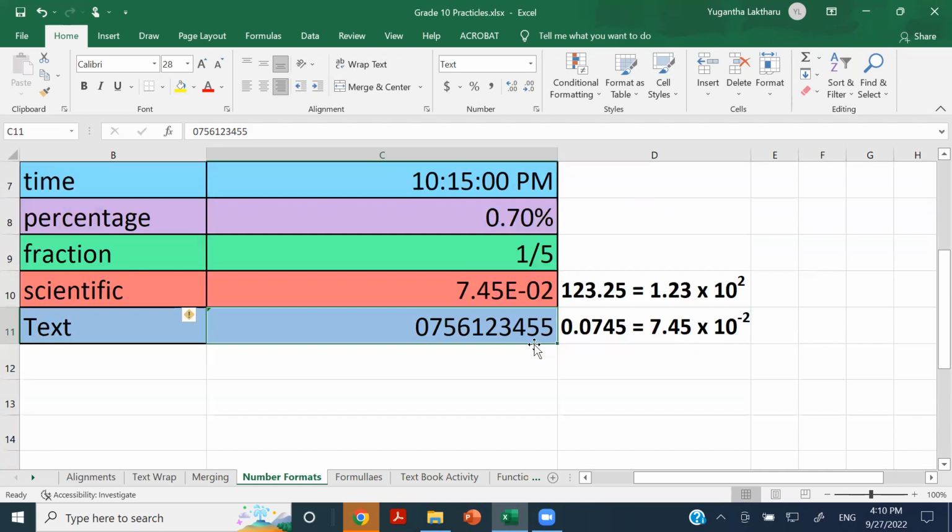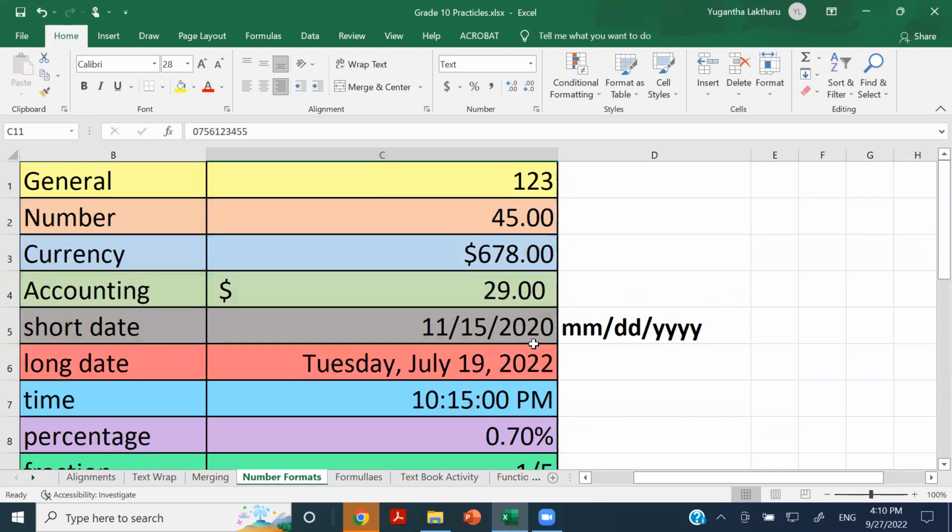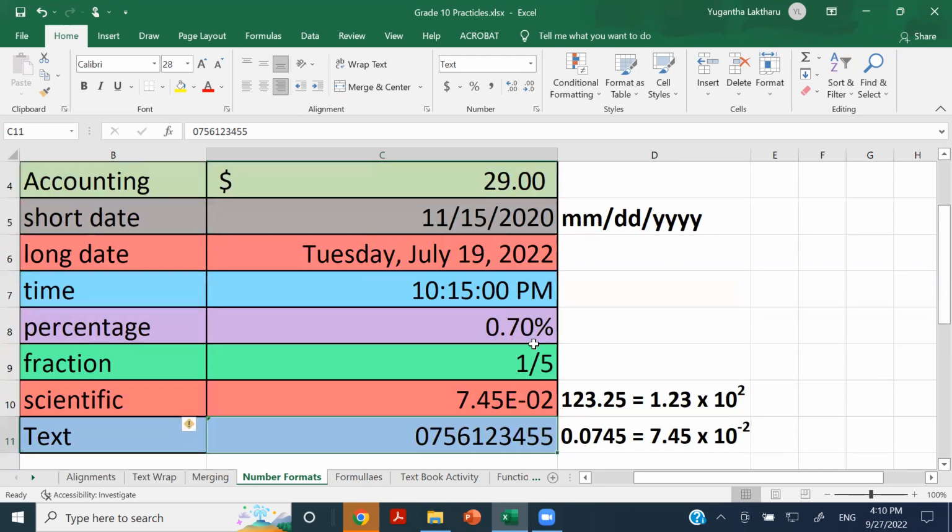Okay, people, are we clear about the number formats? Yes, sir. Right, okay. Sir, can you explain the text part again?